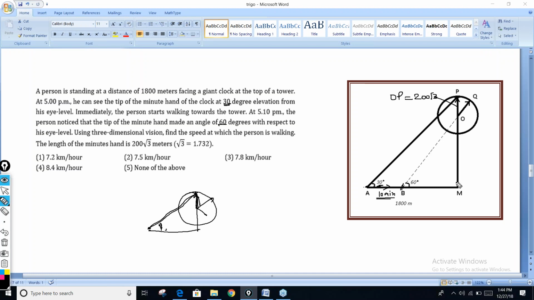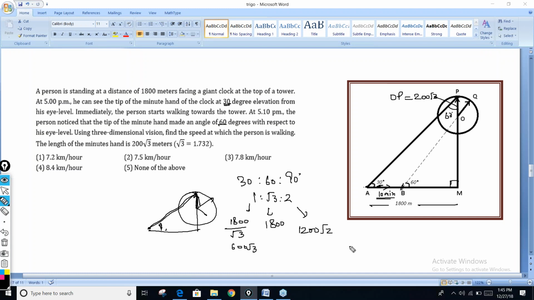So again, that is the ground level, so I'm making an angle of 90 degree. That is 30 degree. That is 60 degree. 90, 30, so this is 60. Now again, in a 30, 60, 90 triangle, the side ratio is 1 is to root 3 is to 2. Which side is given? We know the length of AM. So the side in front of root 3 is given, which is 1800. The side in front of 60 degree is given, which is 1800 meter. So root 3 denotes 1800. So 1 will denote 1800 upon root 3, which is 600 root 3. If this is 600 root 3, this will be 1200 root 3.